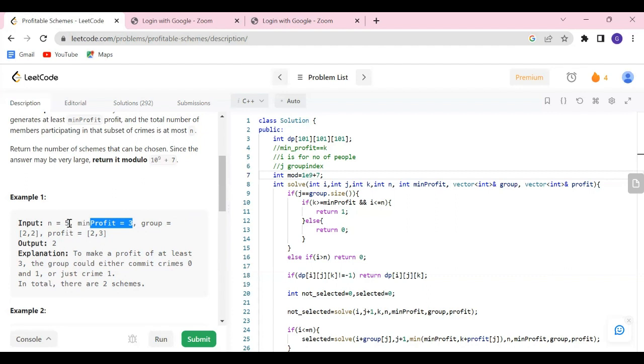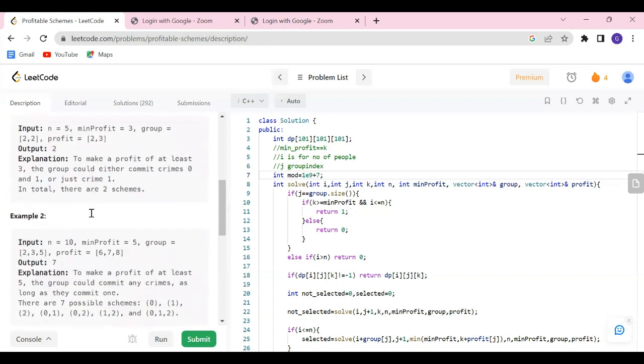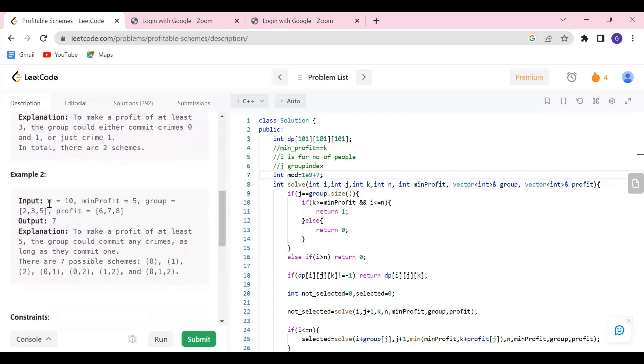And the number of people in a particular group or a particular combination or a particular subarray should be less than or equal to 5. So this is the question. Let's see this example. Here n is 10, minimum profit is 5, and we have a group array of 2, 3, and 5, and profit array of 6, 7, and 8. So here in the profit array, all the numbers are greater than 5.